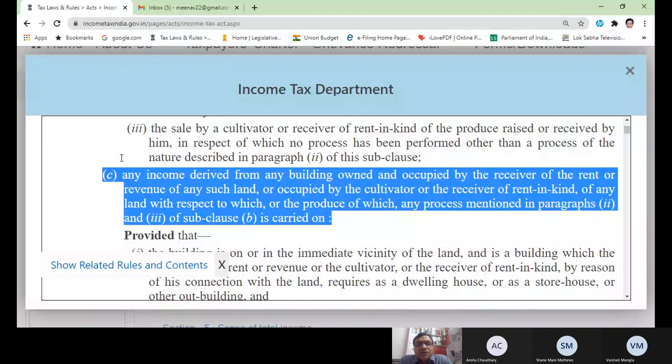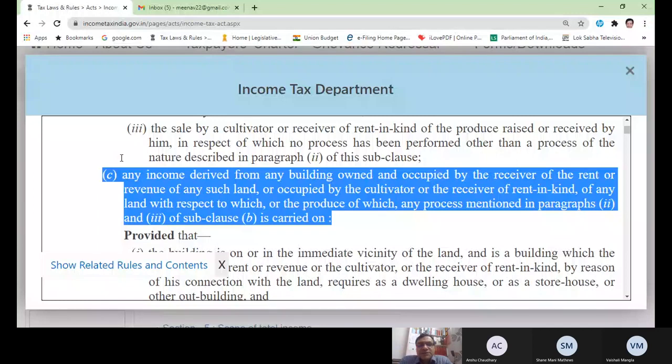So don't get confused with the word land only. Subclause C says even the income earned from that building which is situated on that agricultural land in India is also agricultural income. If some person has given that building on rent which is situated on that agricultural land in India, that rental income of that building is also what? Agricultural income. That's it.